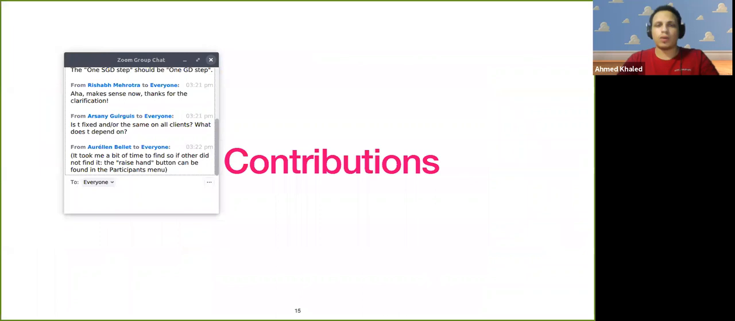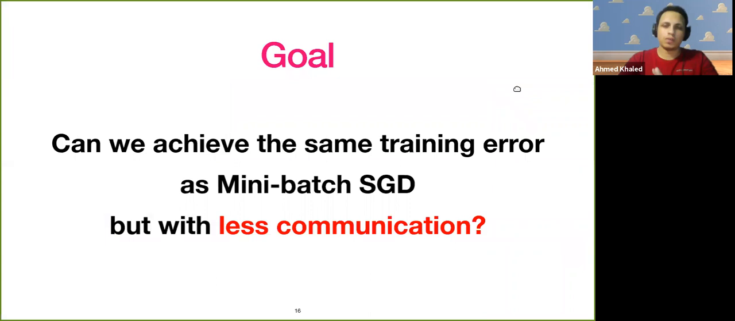Okay, so the goal here is that we want to achieve the same training error as mini-batch SGD, the same training error as our baseline, but with fewer communication rounds. Another way of stating this is we want to offload more work to the local realm. We want computers to do more local work and to use that to offset communication, because communication is more expensive than local computations.